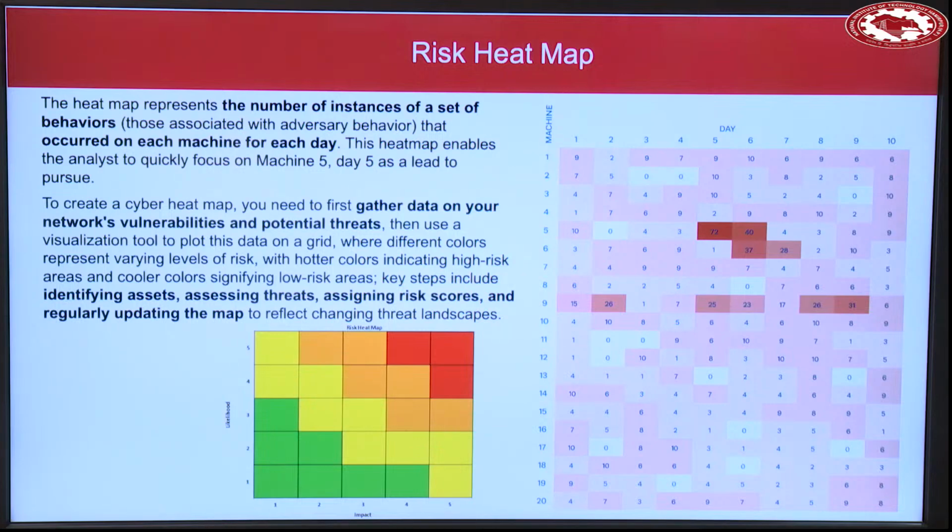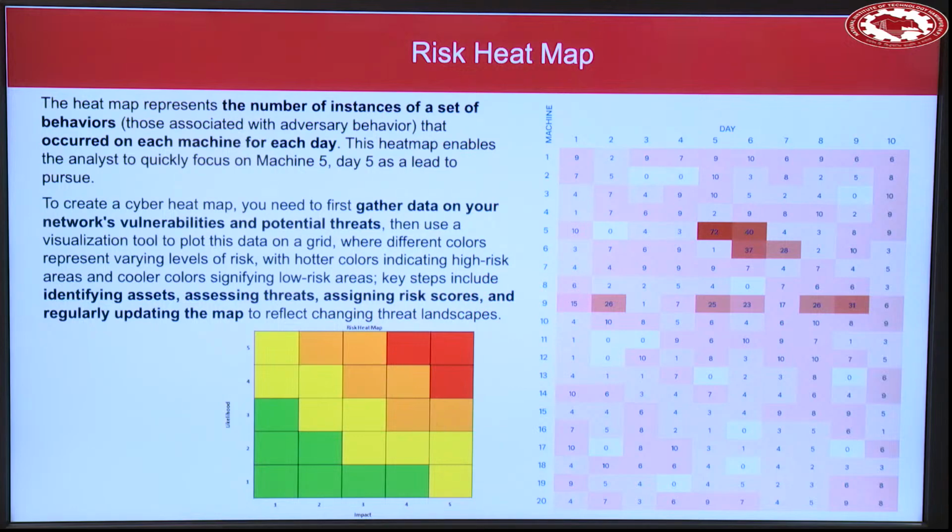Right? So if I just read it, the heat map represents the number of instances of a set of behaviors that occurred on each machine each day in this example. This heat map enables the analyst to quickly focus on, for example, in this case, machine 5, day 5, which is 72, if you see this number, which is the darkest number. So out of these, this particular machine is more critical.